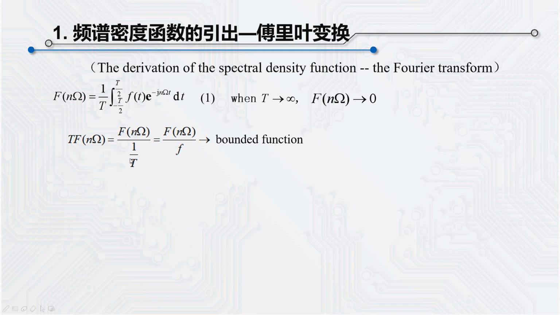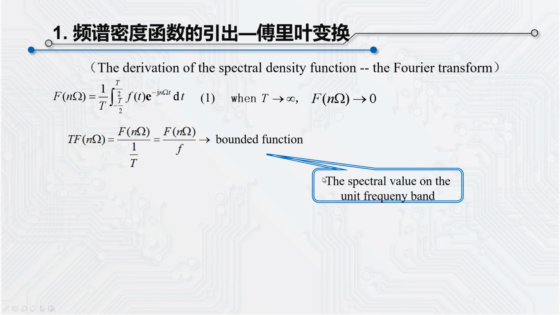Then T is multiplied by F_n(omega). According to the relationship between period and frequency, it can also be written in the form of F_n(omega) over f. Obviously, it is a bounded function. It can be called the spectrum value on a unit frequency band.